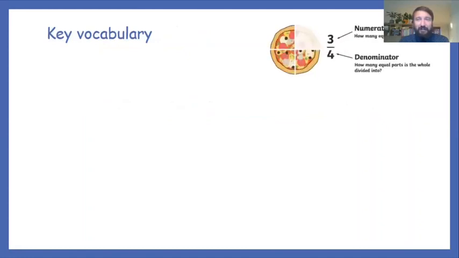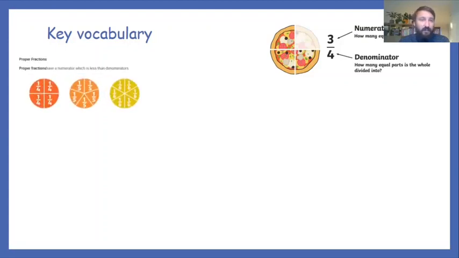So key vocabulary. We discuss this every fraction session. We have our numerator, which is the top number. We have our denominator, which is the bottom number. The denominator tells us how many equal parts the whole is divided into. So our piece there has been divided into 4 pieces, and our numerator tells us how many equal parts we have. So we can have 3 pieces there. Maybe one of those pieces has been eaten. So numerator, denominator, part of our key vocabulary to focus on.